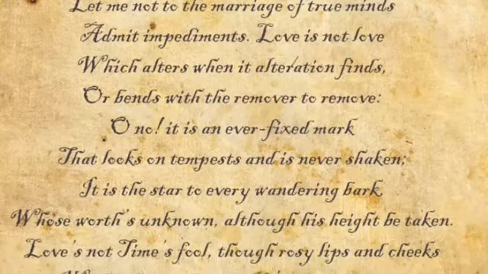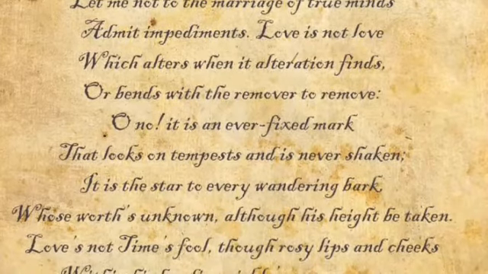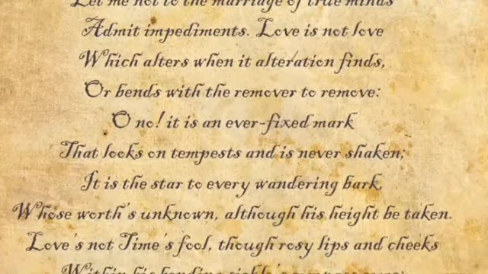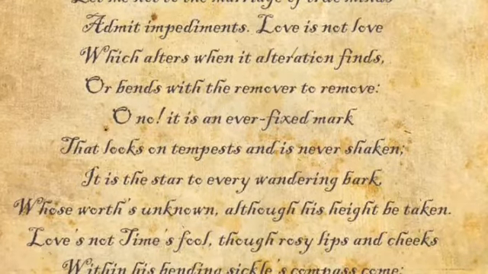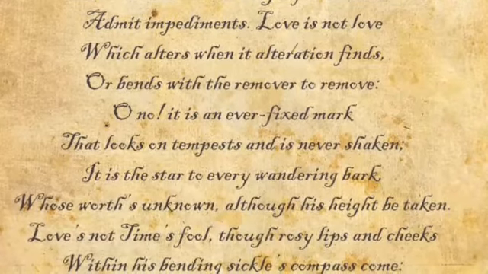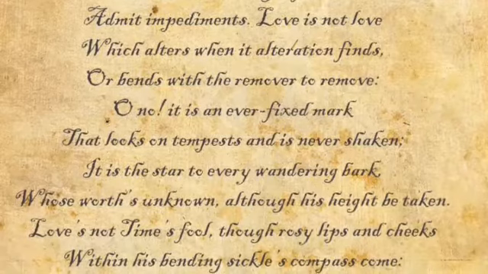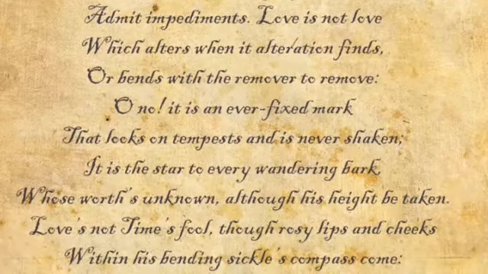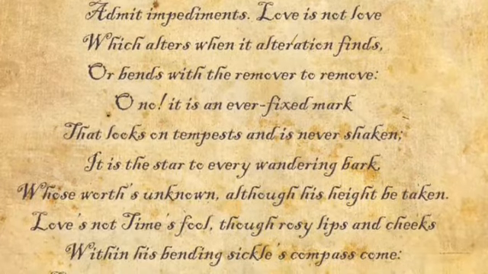The worth of true love is also like the value of the northern star. The value of these two cannot be estimated even if we come to know their heights. Here the star represents the northern star, and wandering bark means ships that are usually lost or are sailing in the deep ocean, and the northern star helps them to detect the direction.